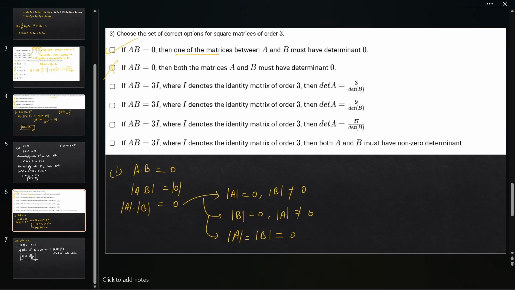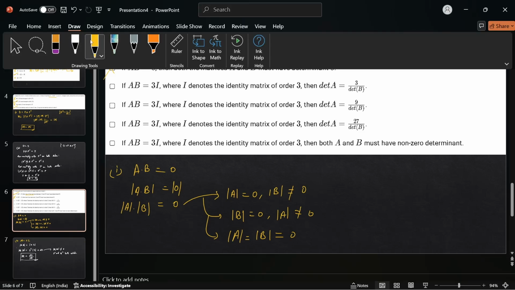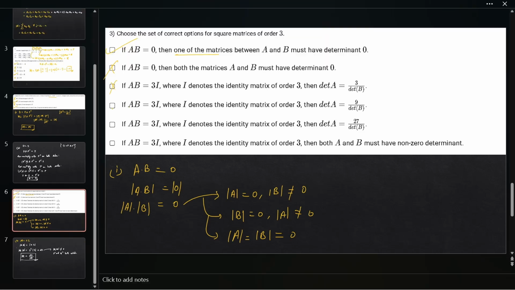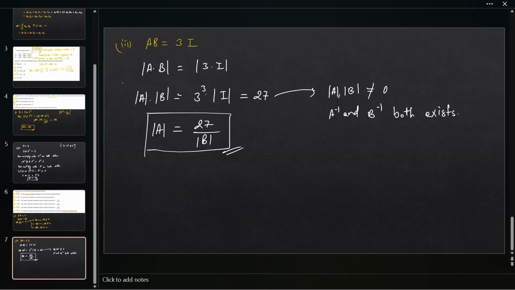So let's check which option has this. Option 3 doesn't have it, 4 doesn't have it, 5 has it. So option number 5 is correct. What about option number 6? It says if it is equal to 3I, then both must have non-zero determinant. So this we have shown over here. We just showed here that determinant of A and determinant of B both are non-zero.